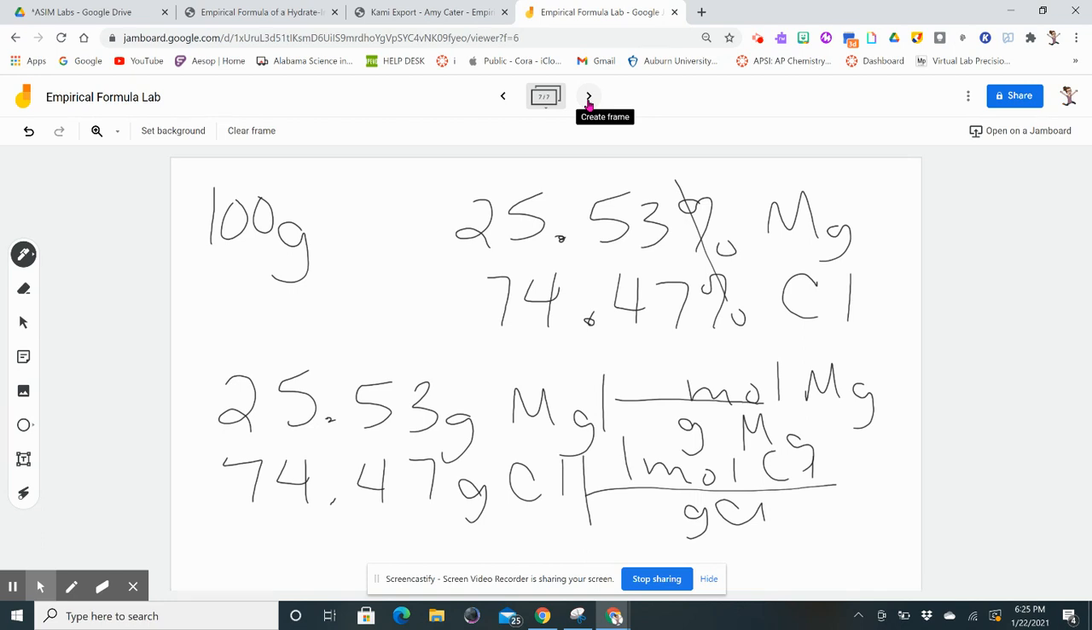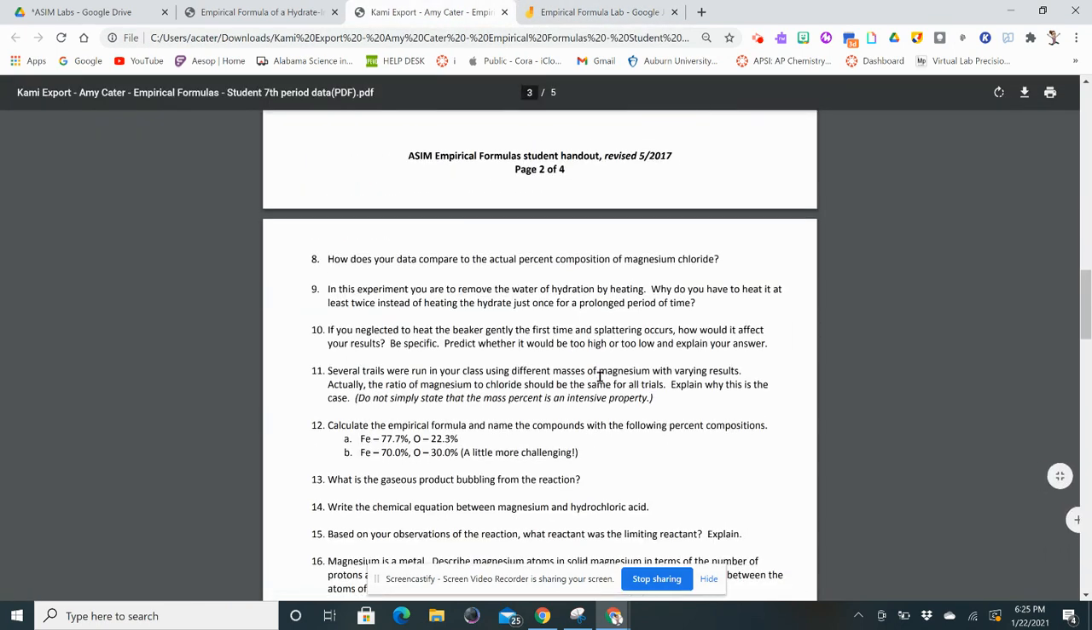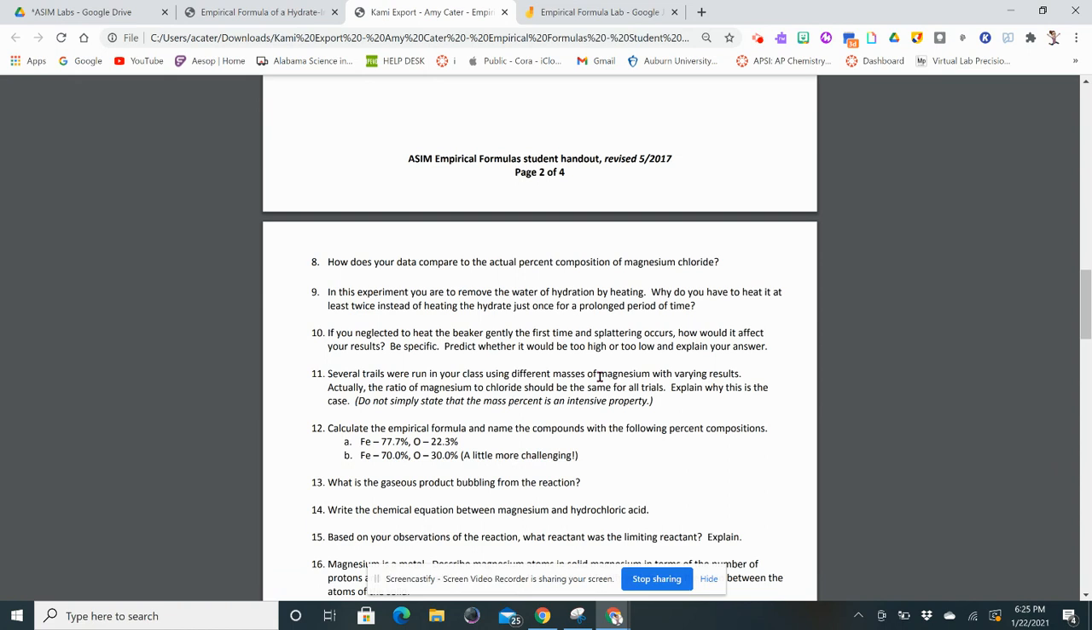Number 9 asks you, in this experiment, you are to remove the water by heating. So I'm on question number 9. Why do you have to heat it at least twice? So again, why is it better to heat it more than once, instead of just heating it for one really long time period? Why is it better to heat it 2 or 3 times like I told you?